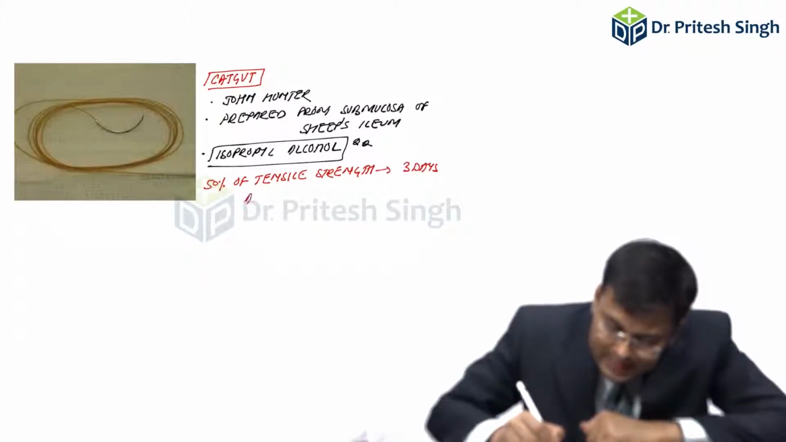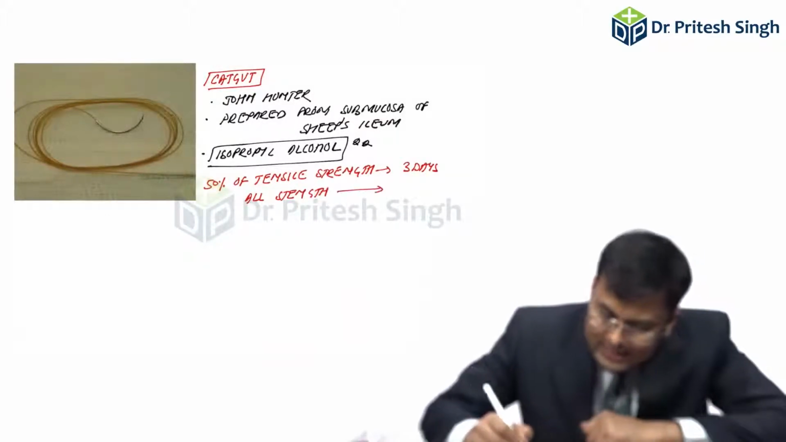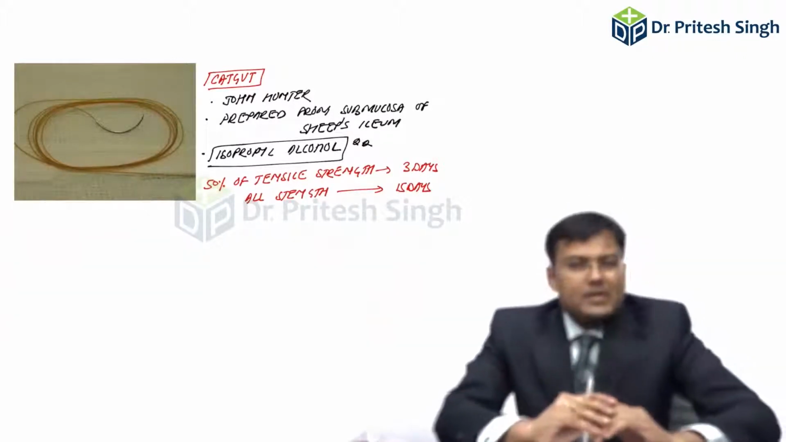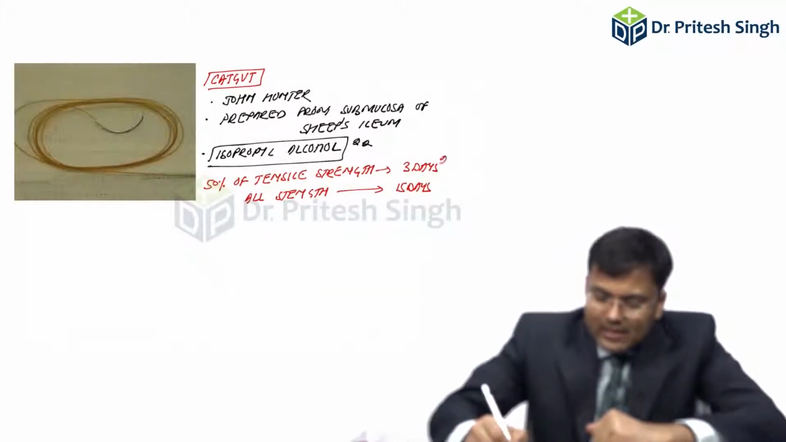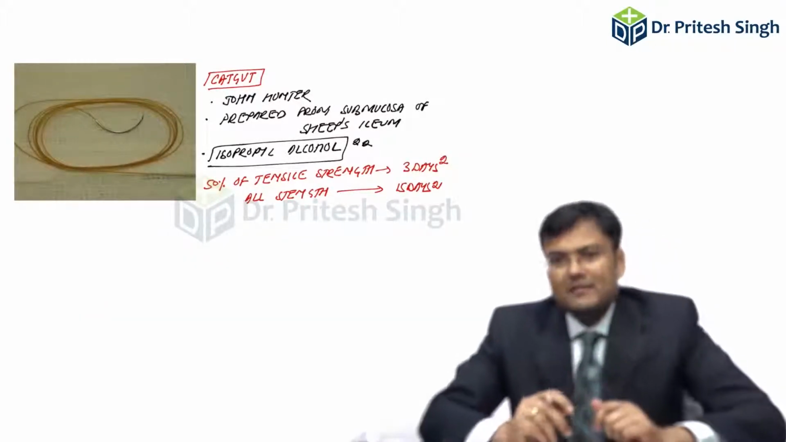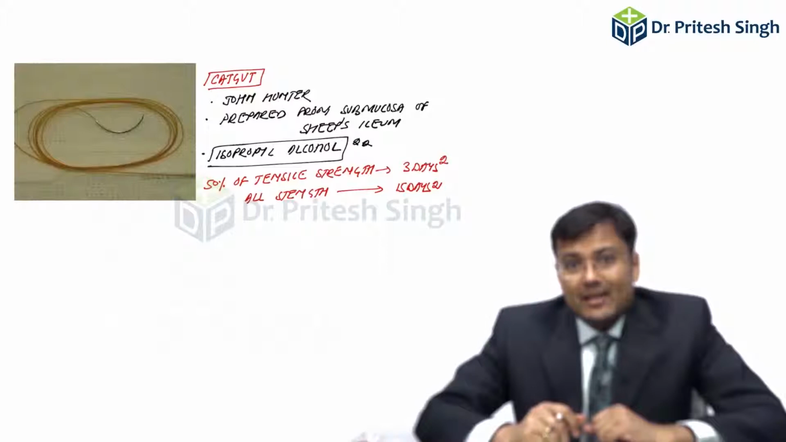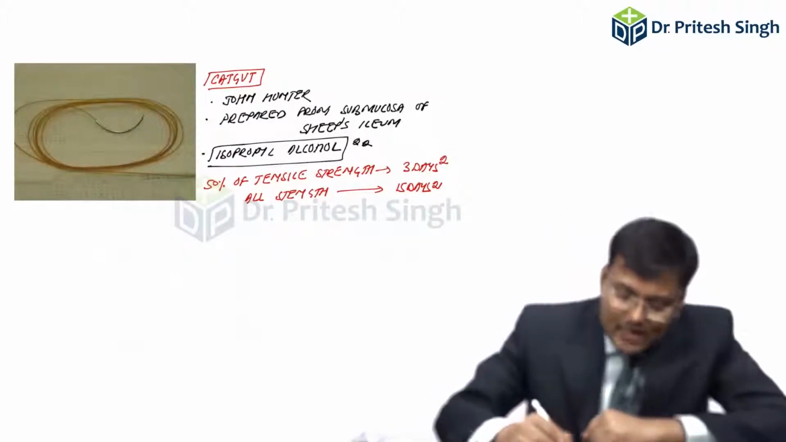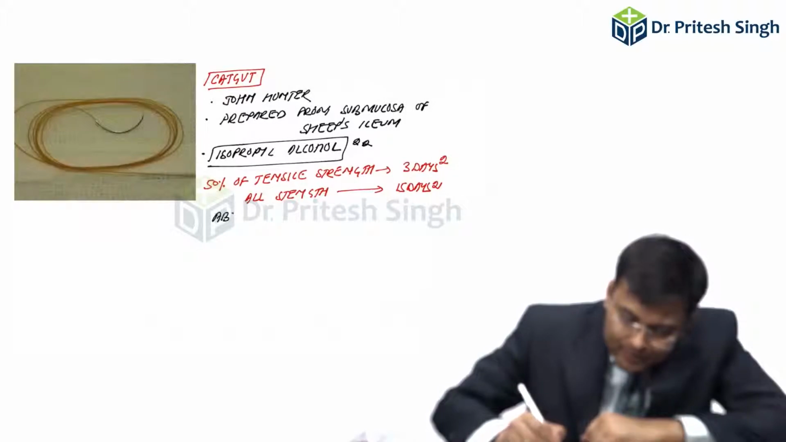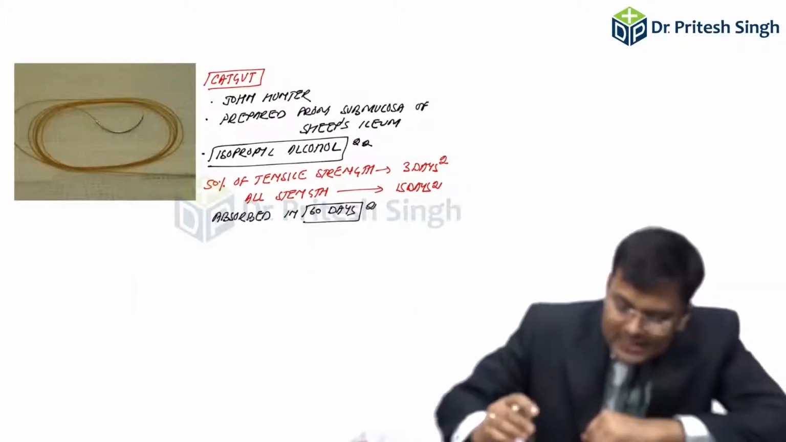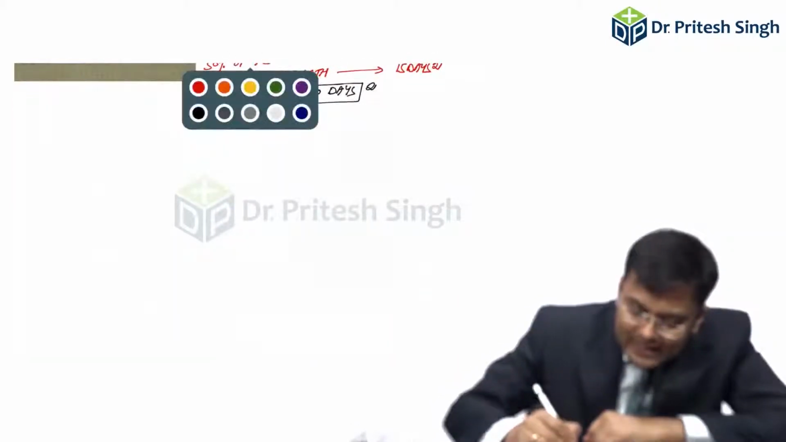And all tensile strength is lost in 15 days. The question is asked: 50% of tensile strength is lost in 3 days and all tensile strength is lost in 15 days. But be careful, it's absorbed in 60 days. So catgut is absorbed in 60 days. This question is frequently asked. So this is catgut. Now have a look at chromic catgut.